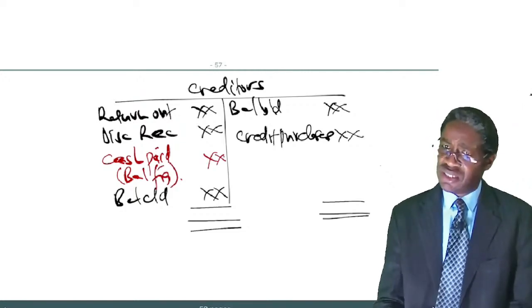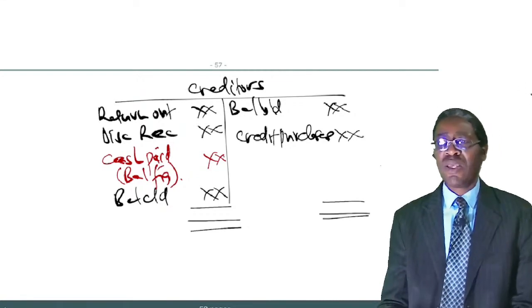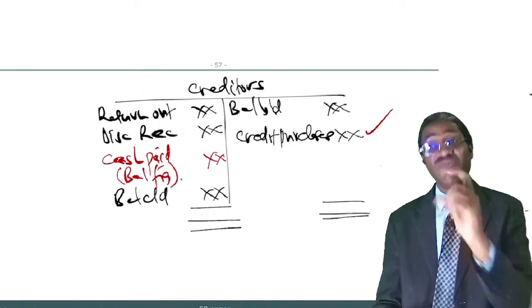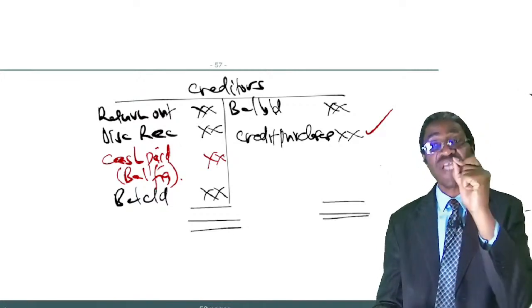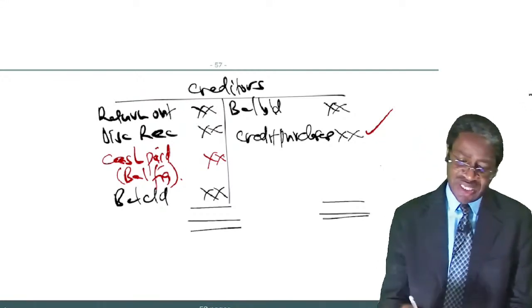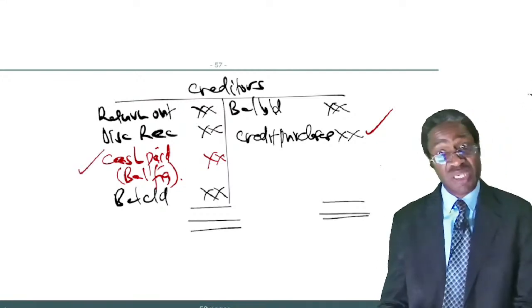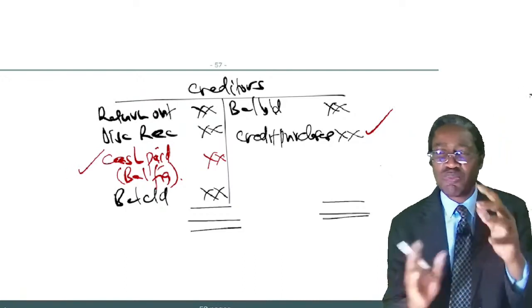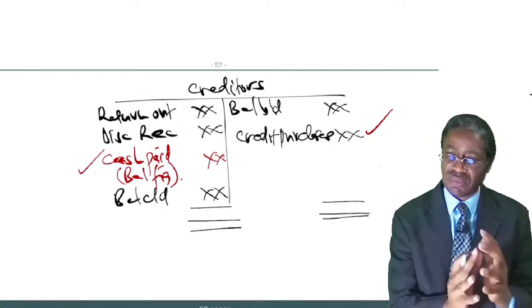The other thing, listen carefully again, is that if on the credit side we use only the credit purchases, then what you are getting as a balancing figure on the debit side will only represent the cash paid to creditors.